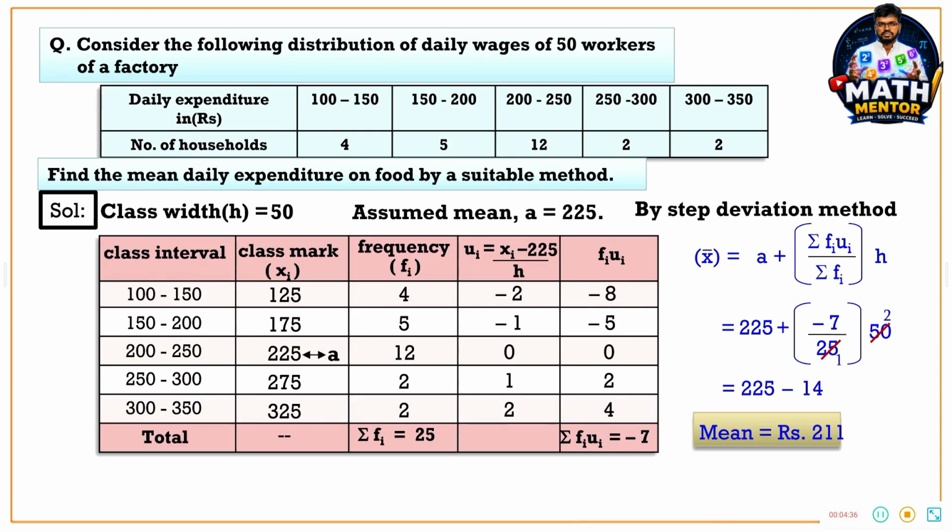With that we'll close today's video. We have also completed all 3 methods of finding the mean: the direct method in the first video, the assumed mean method in the second part, and here in the third part we have completed the step deviation method. In part 4 we will be discussing the median. Thank you. Bye.